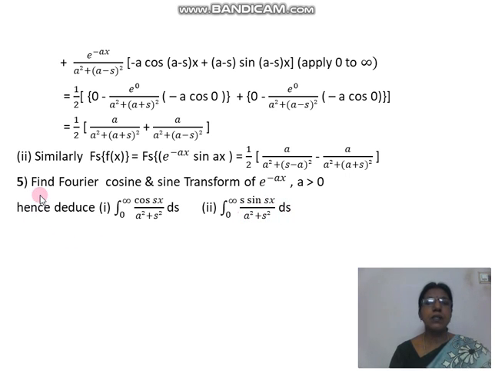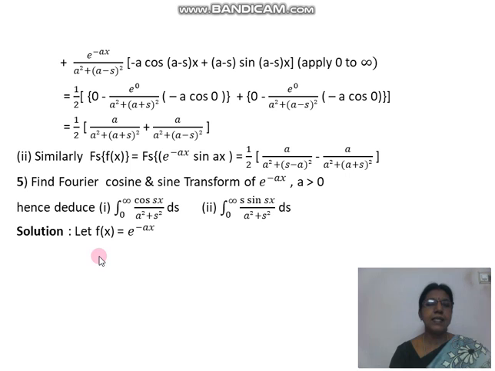So, first, what is our question? Find the Fourier cosine transform of e power minus ax. Second question, find the Fourier sine transform of e power minus ax. After that, find out these two integrals. So, we start with the given function e power minus ax, and we start with the cosine transform.